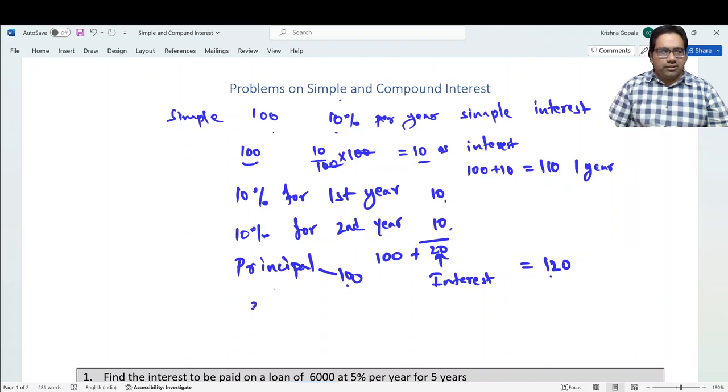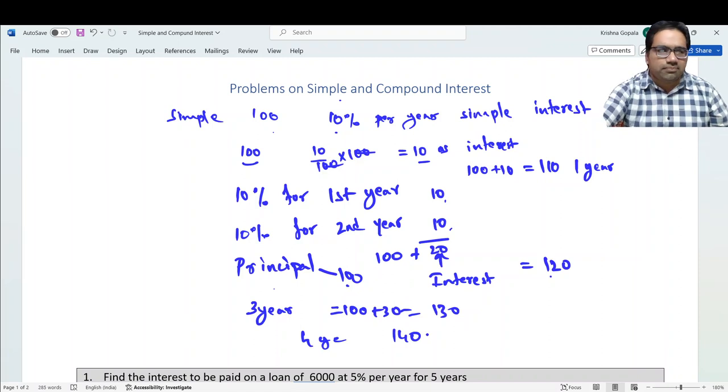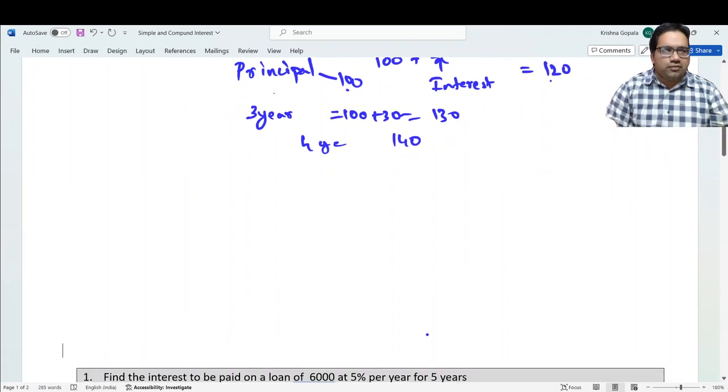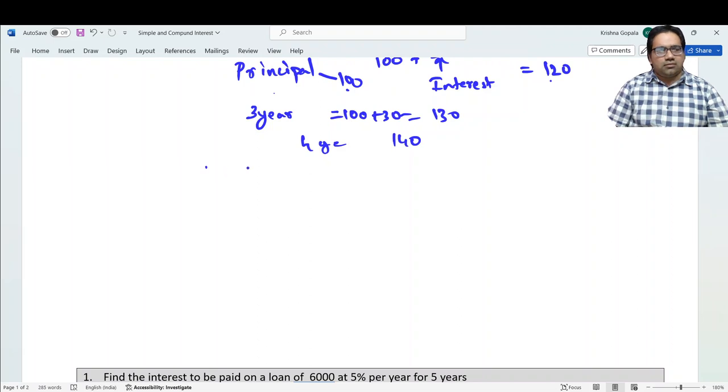Similarly, if you have to repay within 3 years, then we have to repay 100 plus 10 plus 10 plus 10, 100 plus 30 equals 130. If we have to repay in 4 years, it will be 140, as per this simple interest rate. So at 10% after 4 years, it is 140.